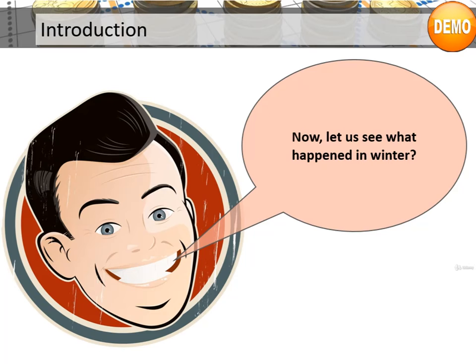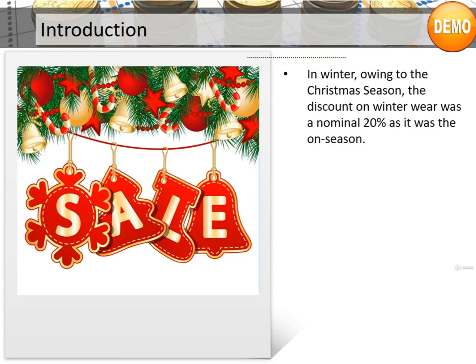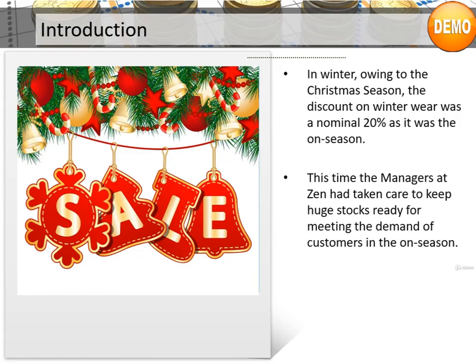Now, let us see what happened in winter. In winter, owing to the Christmas season, the discount on winter wear was a nominal 20%, as it was the on-season. This time, the managers at Zen had taken care to keep huge stocks ready for meeting the demand of customers in the on-season.